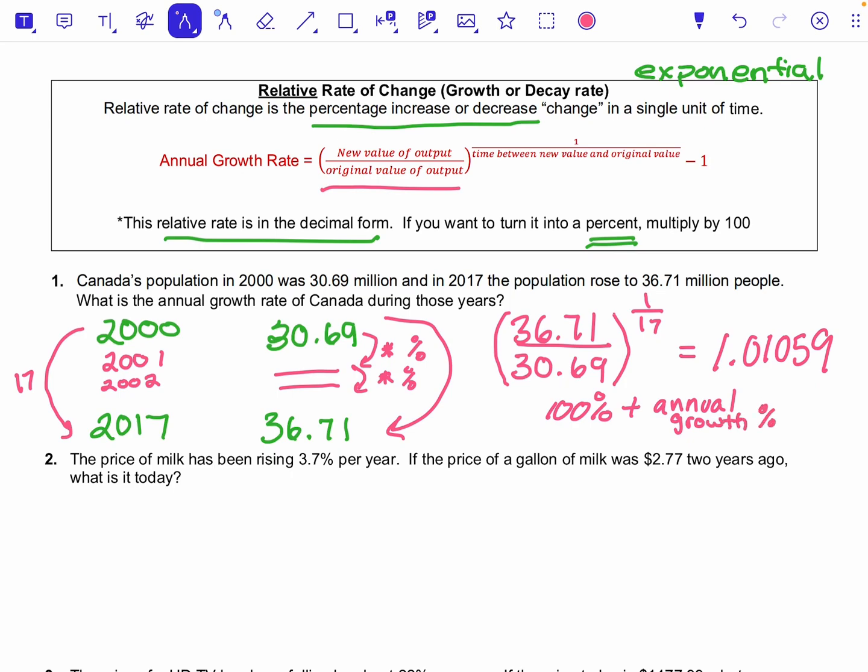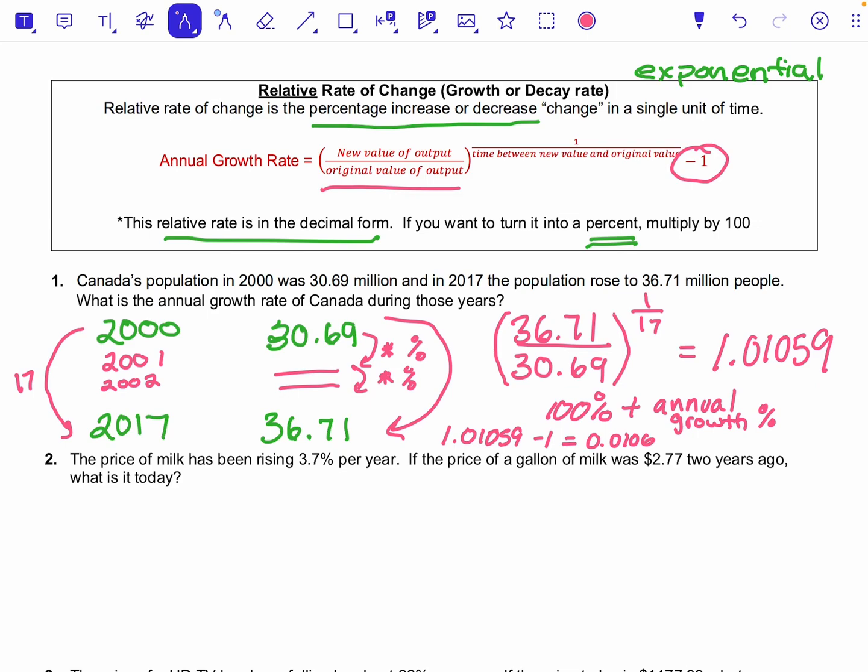So when it comes to dealing with that in decimal form, that's where this -1 comes into play, because we're going to need to take out that 100% because we only want to pay attention to the part that it grew. So I know I'm running out of space, but I'm going to write it small. So we take that 1.01059, we're going to -1, and we'd get just 0.010, and we'll round that to 6.